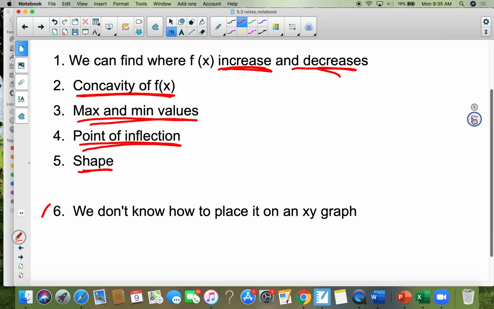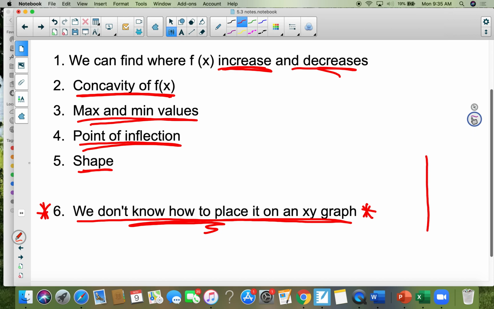But this is what we don't know. We don't know how to place it on an XY graph. We just don't know where to put it. And that's why anything you can put on there is acceptable, because we just don't know where to put it on the graph.